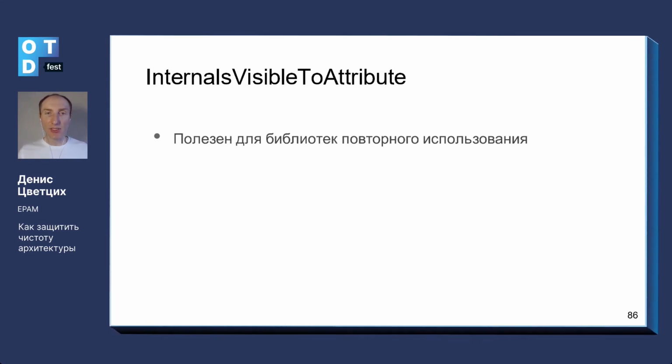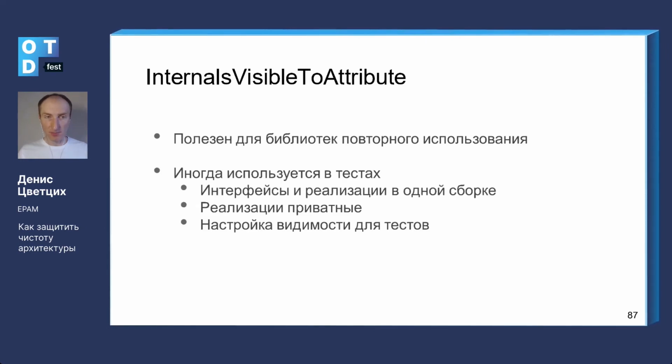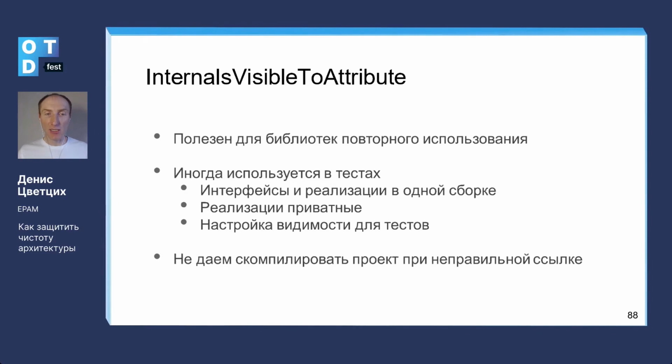There is a third way to protect, which is the InternalsVisibleTo attribute, which is helpful for reusable libraries. It's possible to divide it from the external contract. It's very easy to use for testing, to check classes, to check implementations. The implementations will be internal in such a scenario, and we can control the visibility.